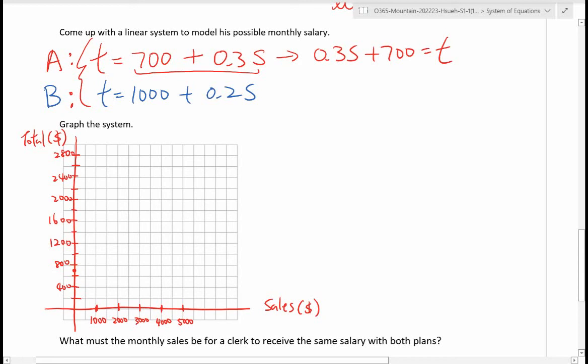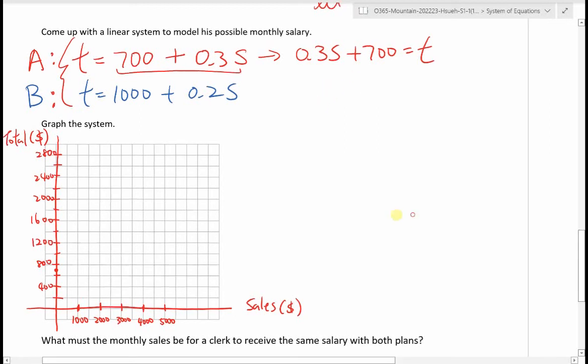Okay. Now I need some more points. Okay, so I'm going to say that for $1,000 that I sell. Okay, so you can find more points. So for this one, I can make a table of values.